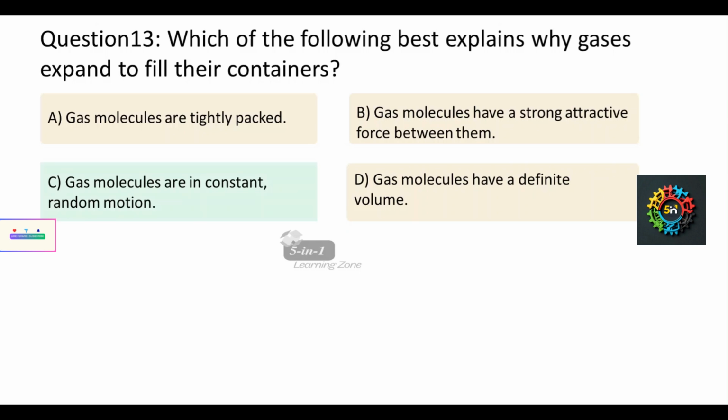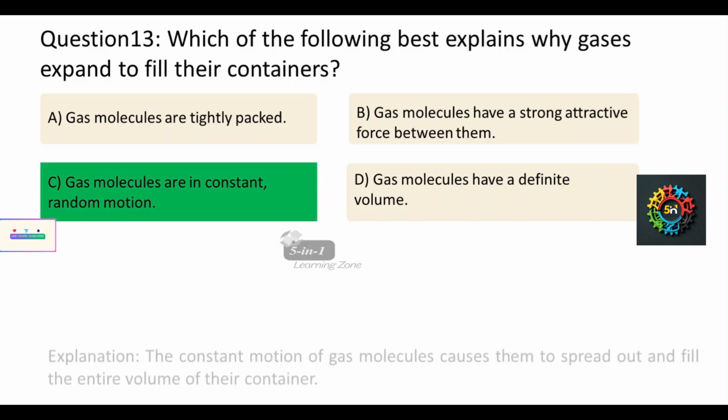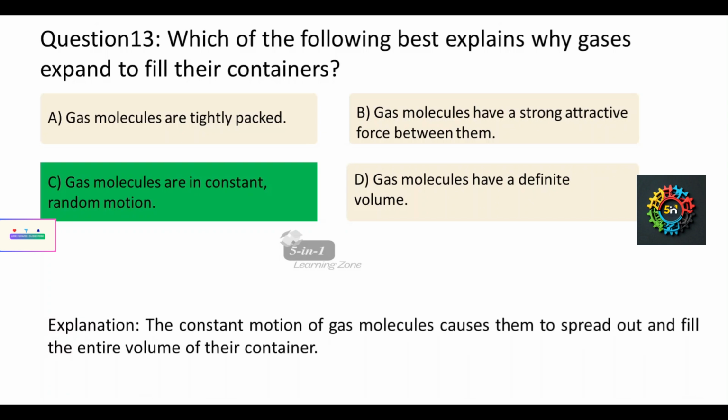Question 13. Which of the following best explains why gases expand to fill their containers? Correct answer: C. Gas molecules are in constant, random motion. Explanation: The constant motion of gas molecules causes them to spread out and fill the entire volume of their container.